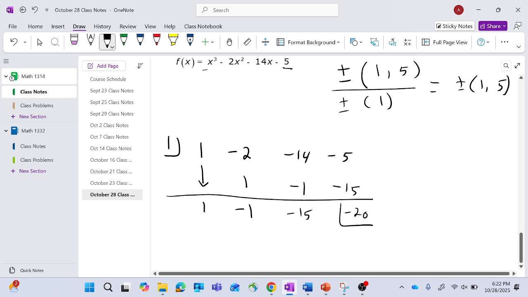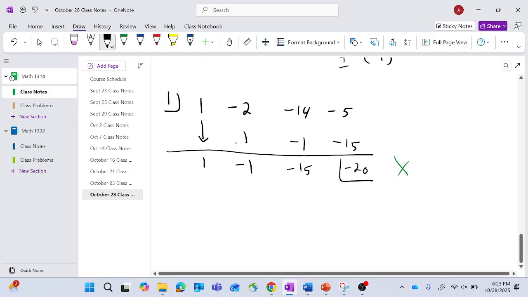And that's not 0, right? So because it's not 0, that means 1 is not going to work. You go on to the next number. Me personally, I like to go positive to negative, so I'll do 1, then I'll try negative 1. So if 1 doesn't work, let's try negative 1.